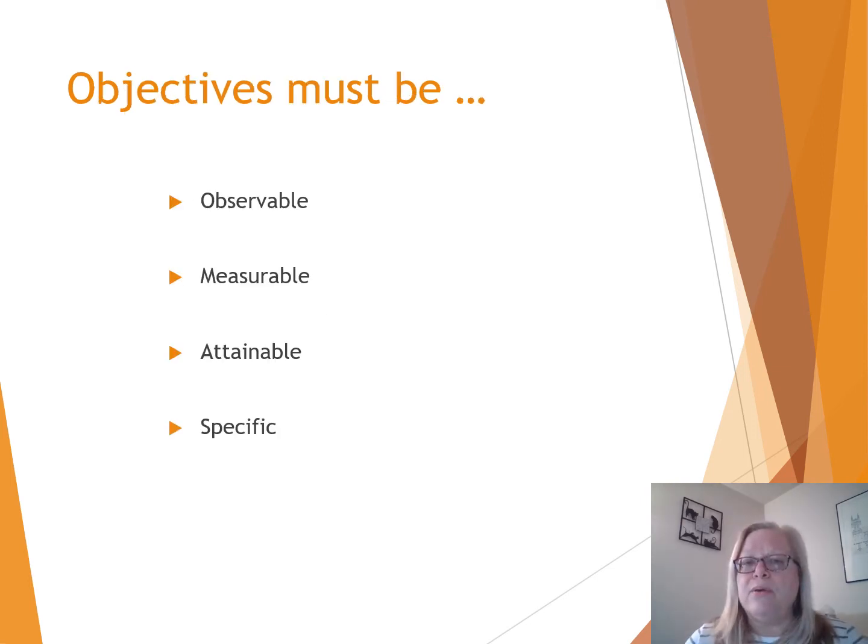A well-written objective meets these 4 criteria. It is observable, measurable, attainable, and specific. And in the slides coming up, I will go through each of these points one by one, but a good objective meets all 4 of these criteria.